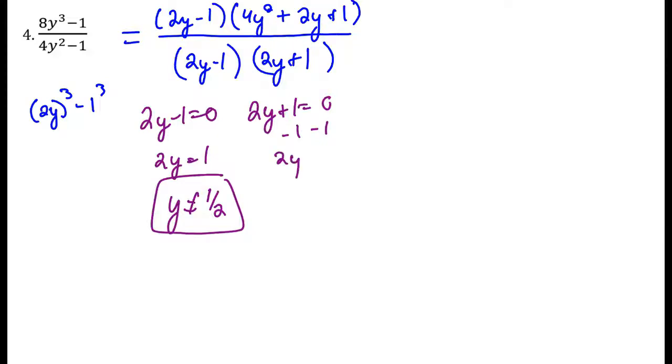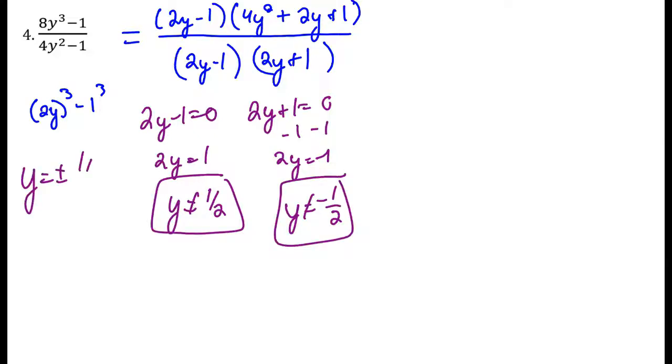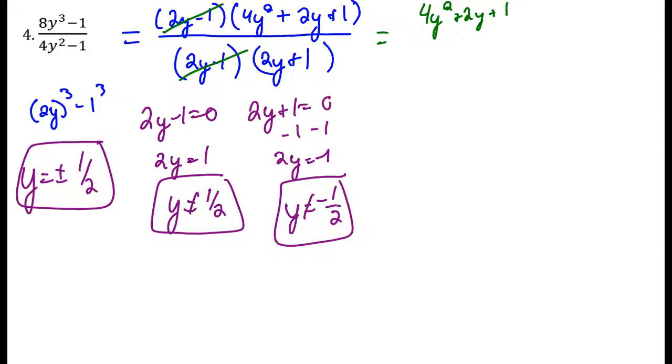Subtract 1, 2y equals -1, and I cannot plug in y equals -1/2. So the values that we exclude are y equals plus or minus 1/2. Now we can actually simplify this because both of these have a common factor of 2y minus 1, so they divide to 1, and I'm left with 4y squared plus 2y plus 1 over 2y plus 1.